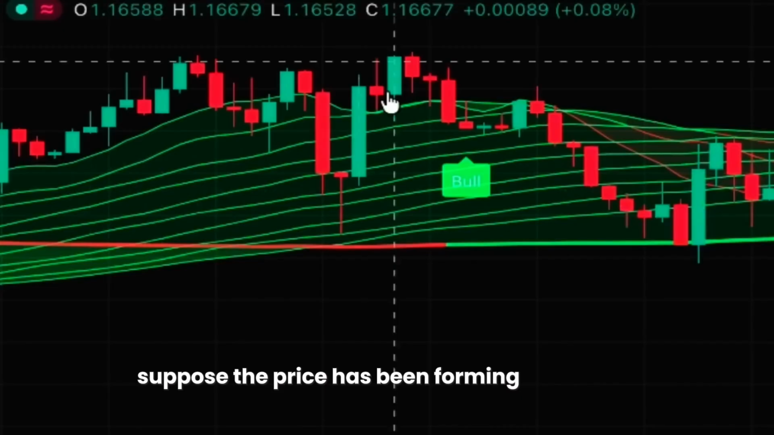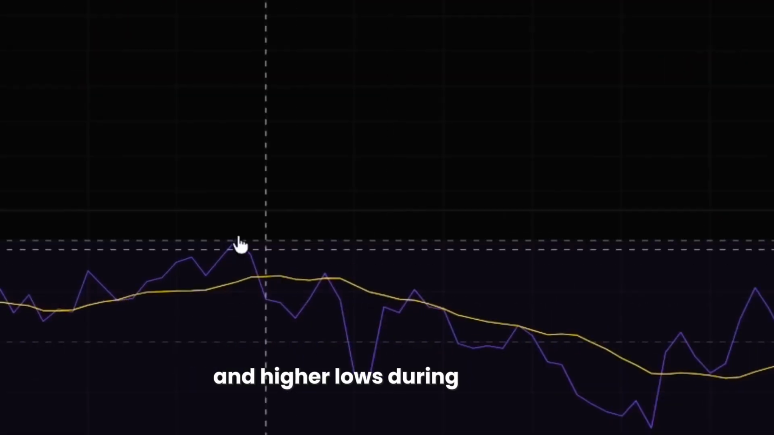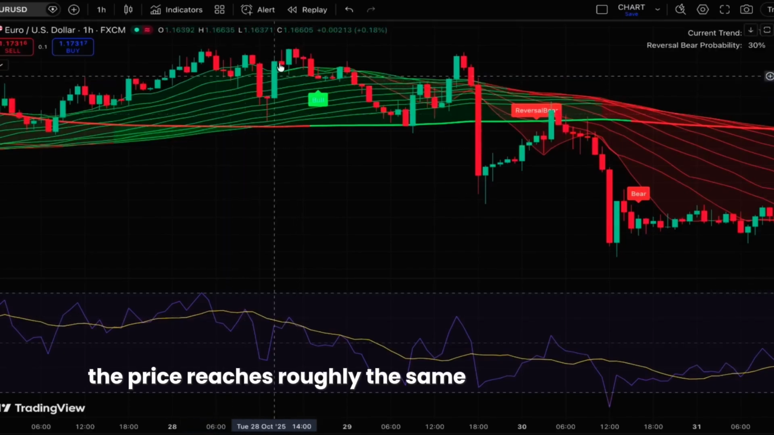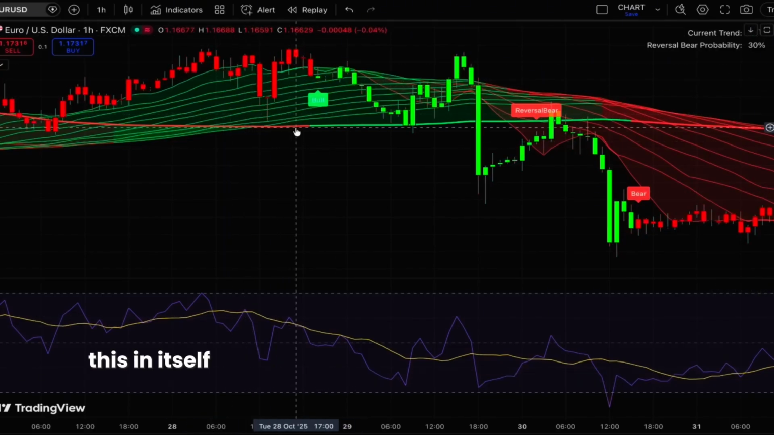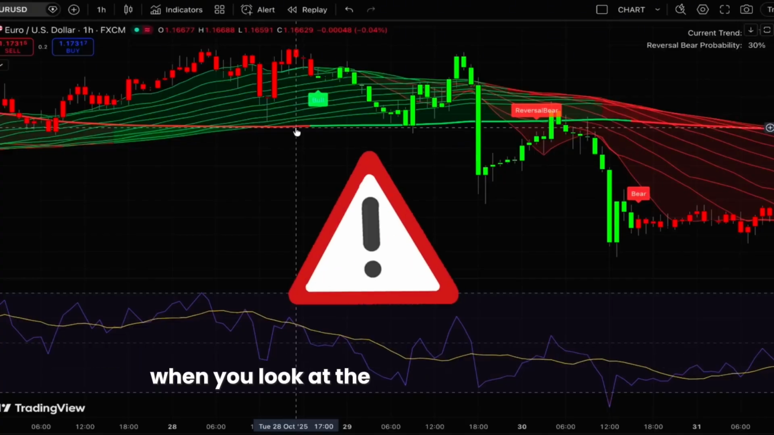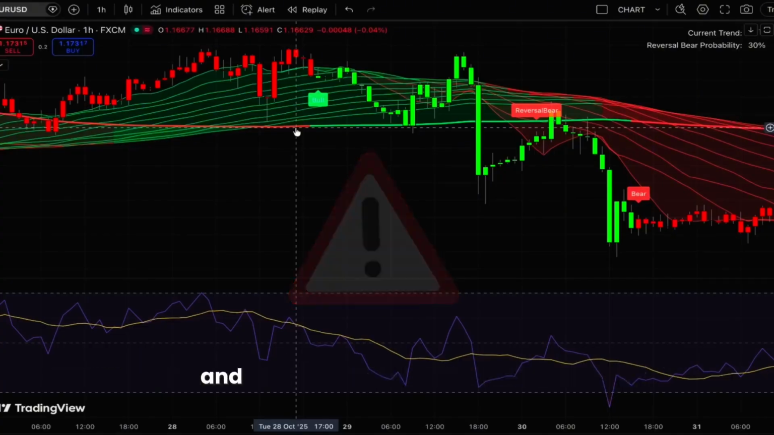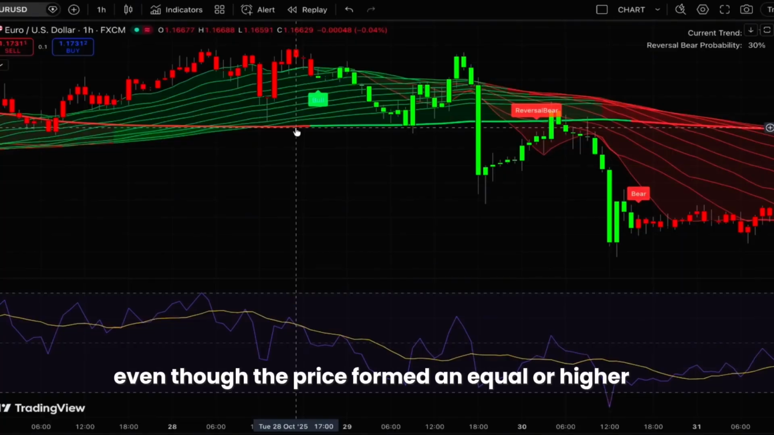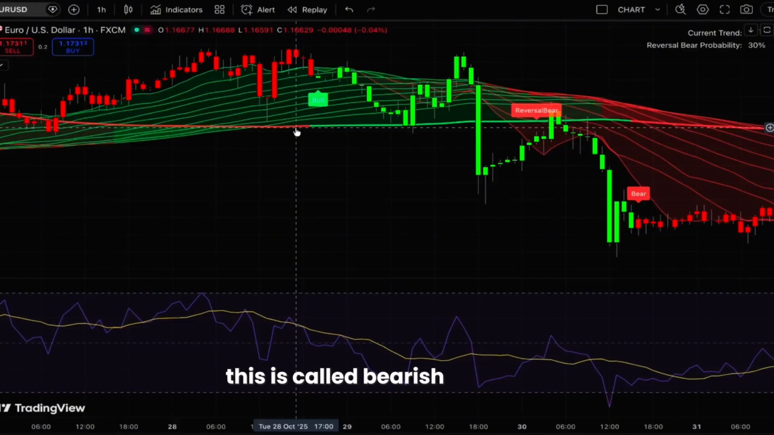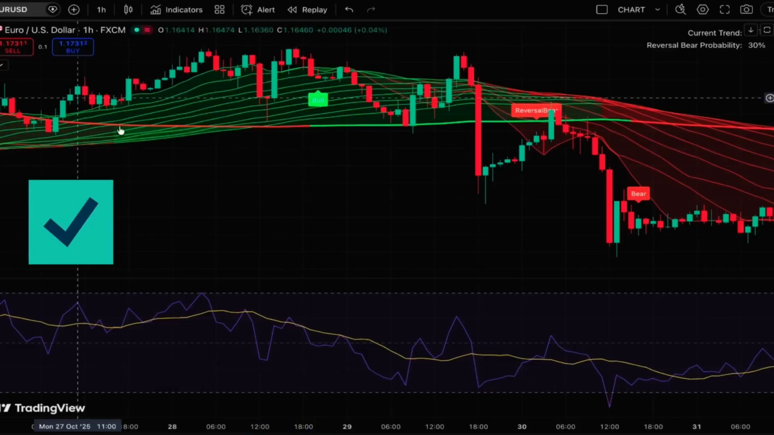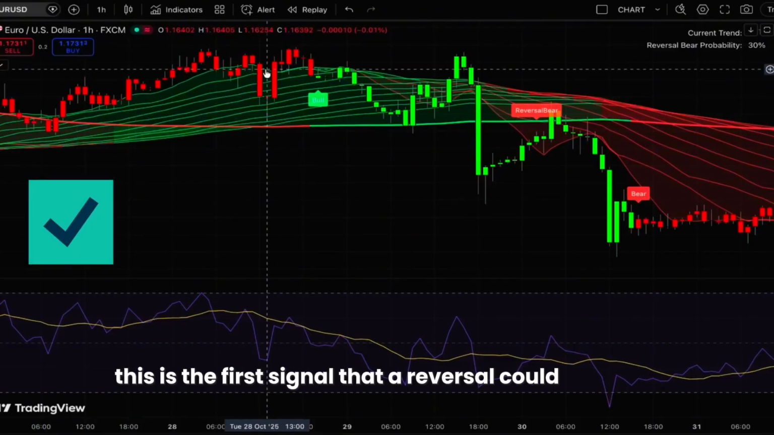Suppose the price has been forming higher highs and higher lows during an uptrend, and then at a certain point, the price reaches roughly the same level it reached before. This in itself signals that the bullish momentum is starting to fade. When you look at the RSI at that same moment and notice it has formed a lower high, even though the price formed an equal or higher high, this is called bearish divergence. It tells you that upside momentum is weakening while downside pressure is beginning to build. This is the first signal that a reversal could be forming.